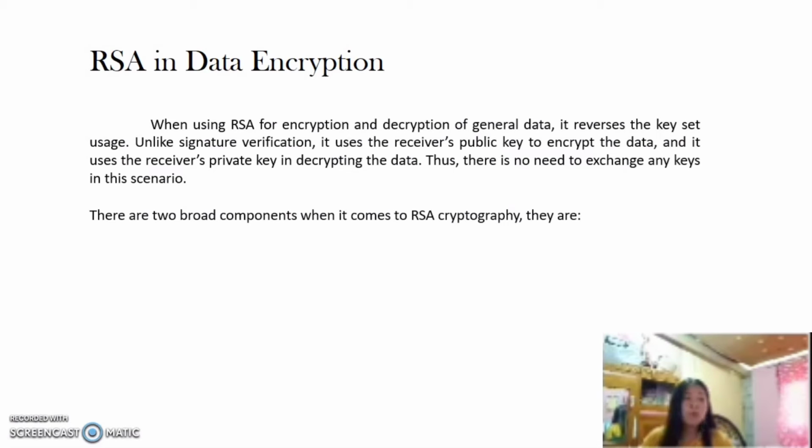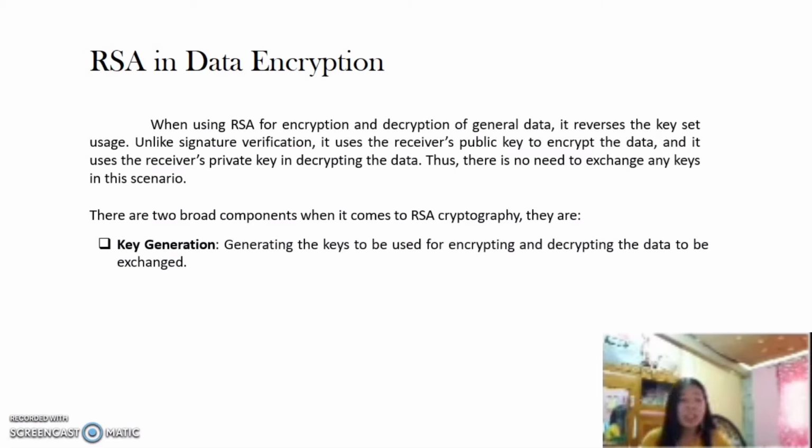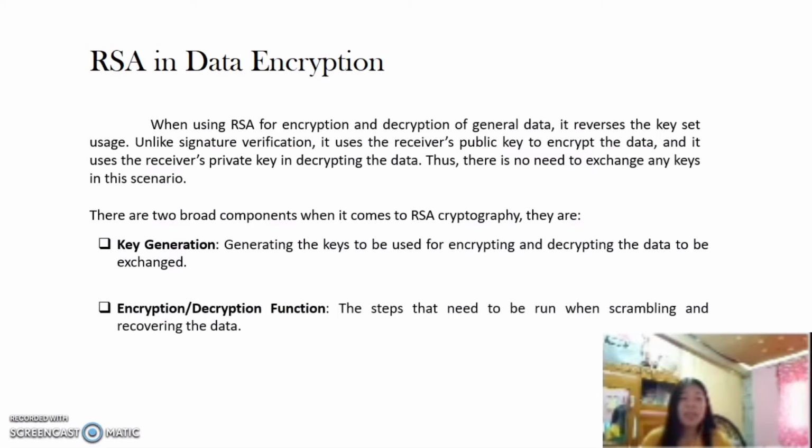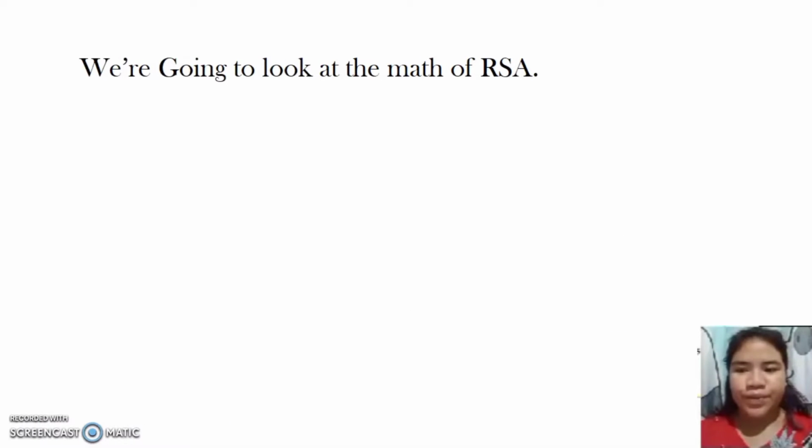There are two broad components when it comes to RSA cryptography. We have key generation, and the encryption and decryption function. Key generation is generating the keys to be used for encrypting and decrypting the data to be exchanged, while the encryption and decryption function are the steps that need to be run when scrambling and recovering the data. We are going to look at the math of RSA.